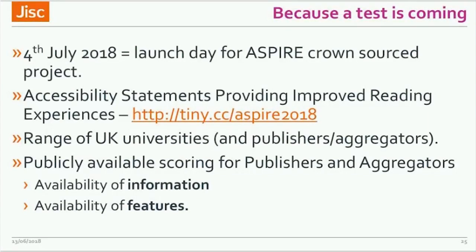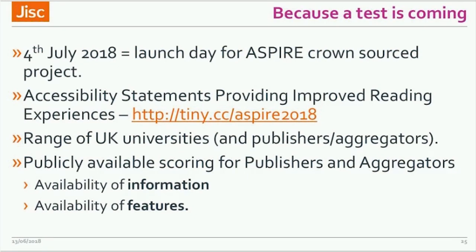4th of July, Independence Day, in America at any rate. It's also the launch day for a project that's called Aspire. Now, there have been something like 15 universities and probably about 9 publishers and aggregators working together on this project. It's going to be a crowdsourced, it should say, not crown-sourced project. The Queen has not given royal approval to it. It's a crowdsourced project where we're hoping to get over 100 universities in the UK involved.